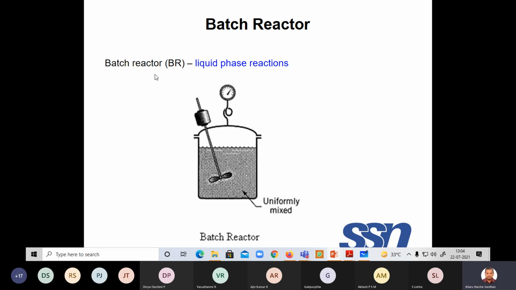So generally in a batch reactor, there will be no continuous input and no continuous output. This is a simple batch reactor. Later we will see flow reactors, where continuous input and continuous withdrawal of the products are there. But in a batch reactor, whatever you put in, you make it react for some particular time. After that time, you remove the products or raw materials present in the reactor.